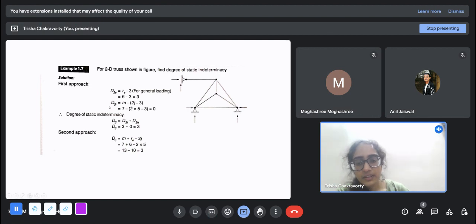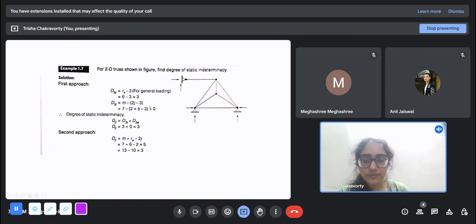There is another approach where you can calculate the degree of internal indeterminacy and the degree of external indeterminacy, and then add the two. The degree of external indeterminacy is simply what we generally perceive as indeterminacy, Re minus 3. That is the total number of external reactions minus 3. For 2D it will always be 3, and for 3D it will be 6. So Re here is 6, so 6 minus 3 is 3. And the degree of internal indeterminacy has this formula.